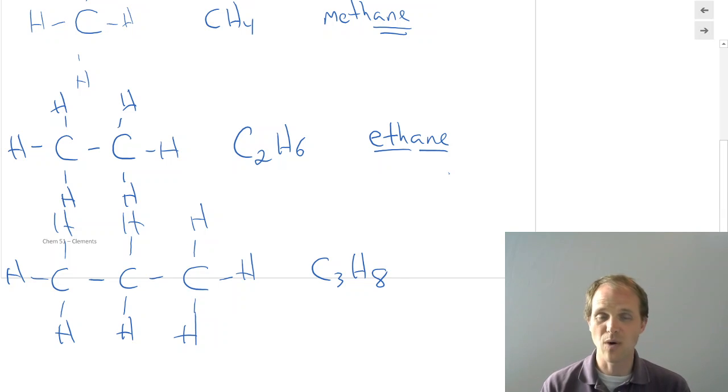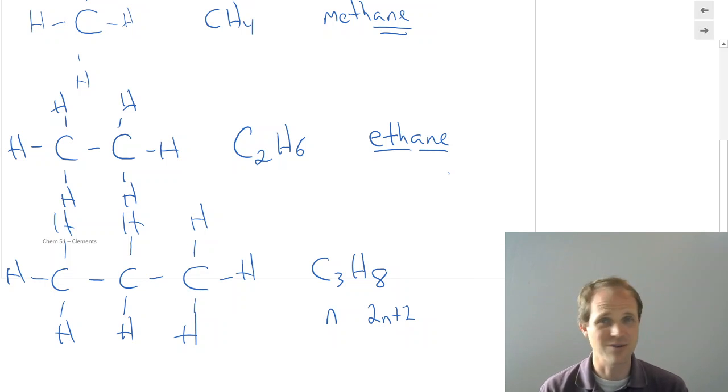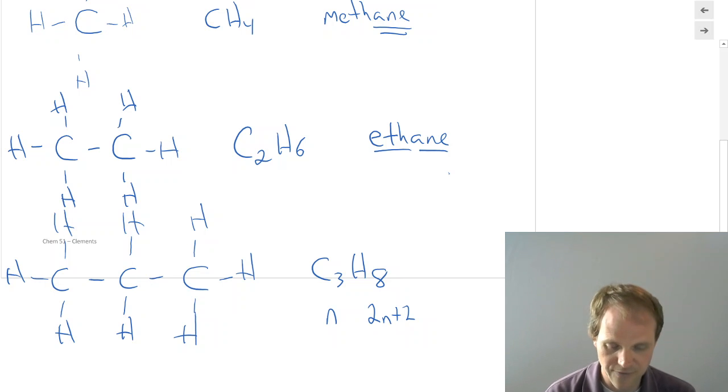C3H8. If you want a formula, this is going to be N and this is going to be 2N plus 2. I don't really like that formula because it only works for the alkanes, and when you put anything else on there, that formula all of a sudden doesn't work. I say we're going to start drawing structures of these things, and we're going to see, oh, here's how we can count hydrogens, here's how we can count carbons. But you know, some people like formulas. You can use it if you've got an alkane.